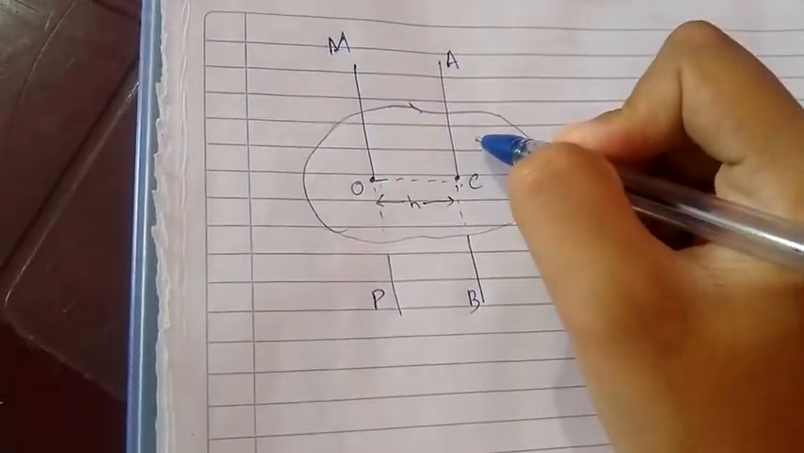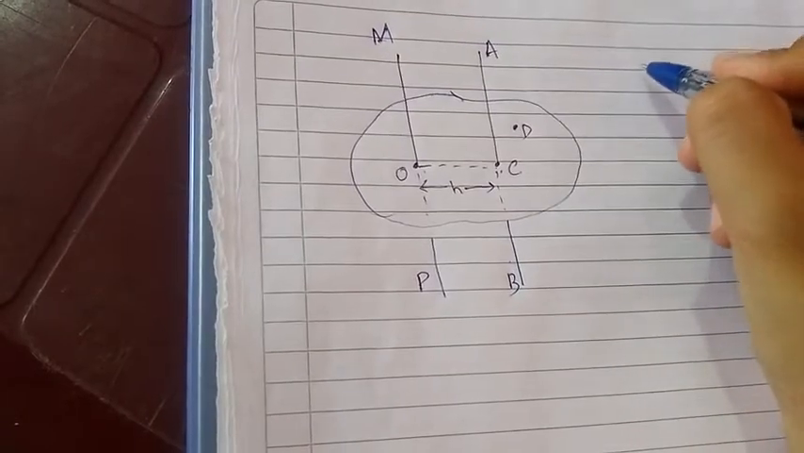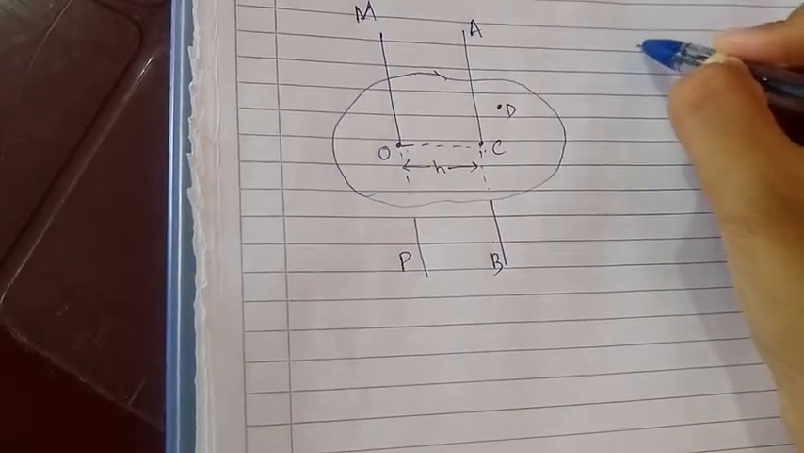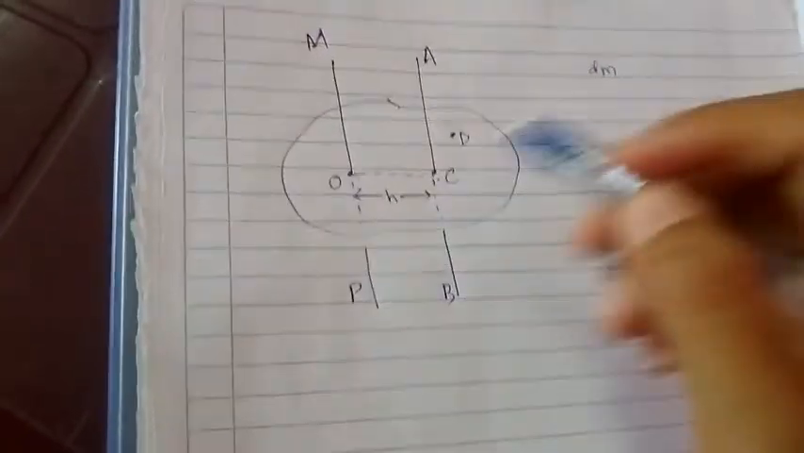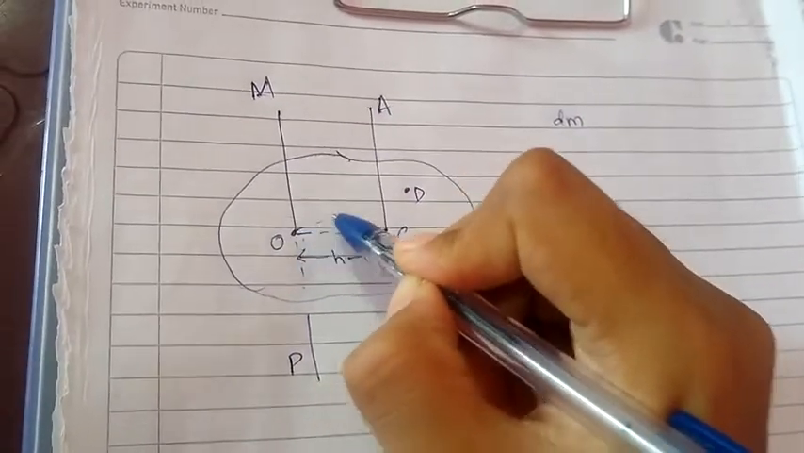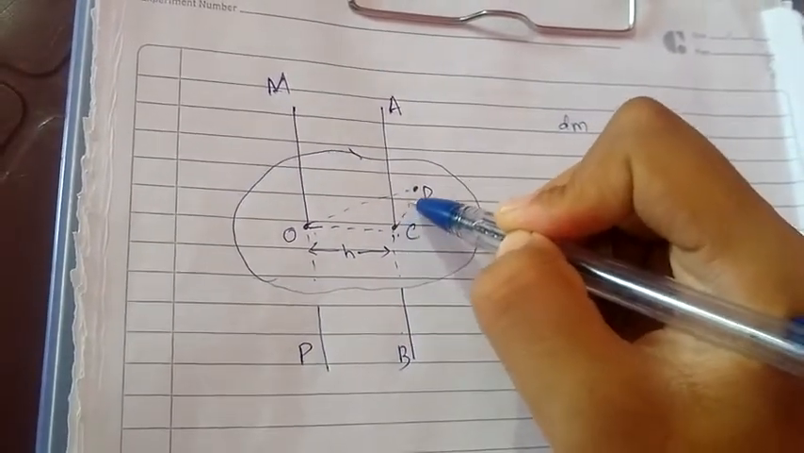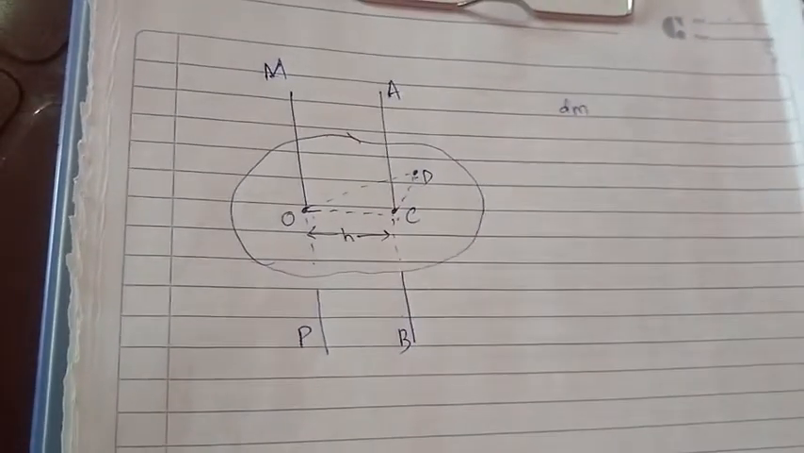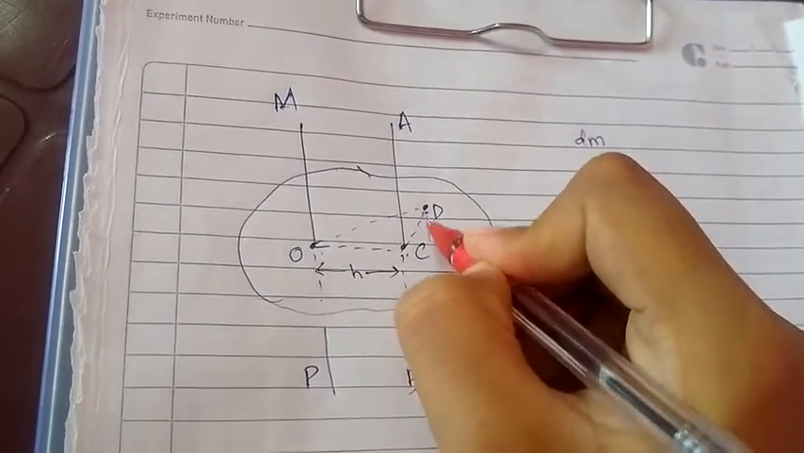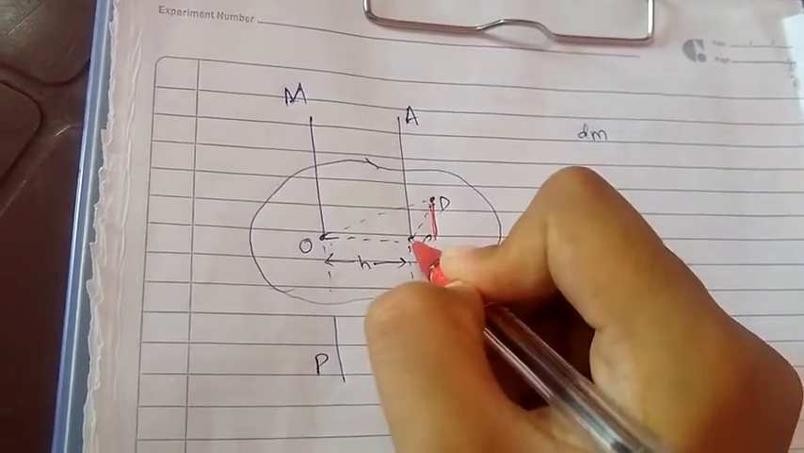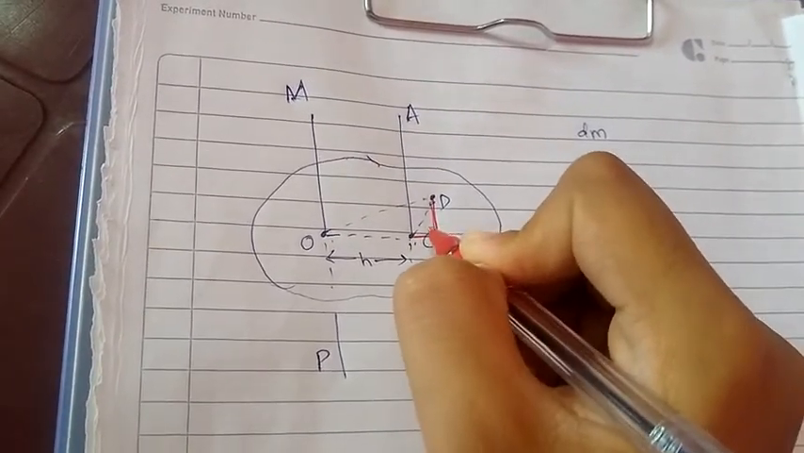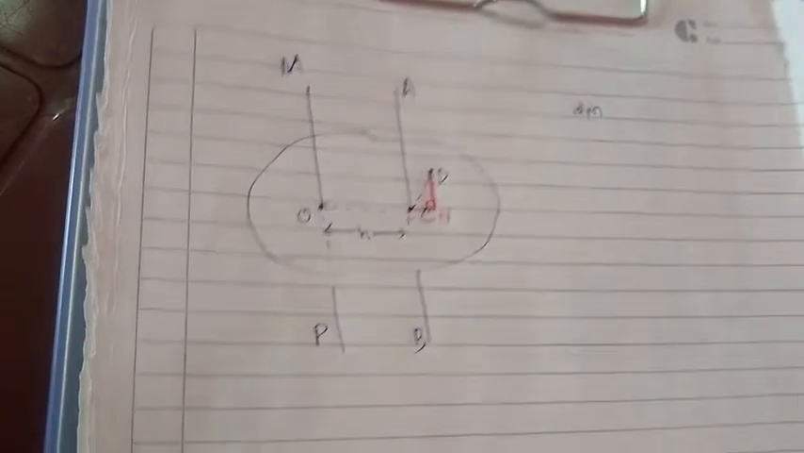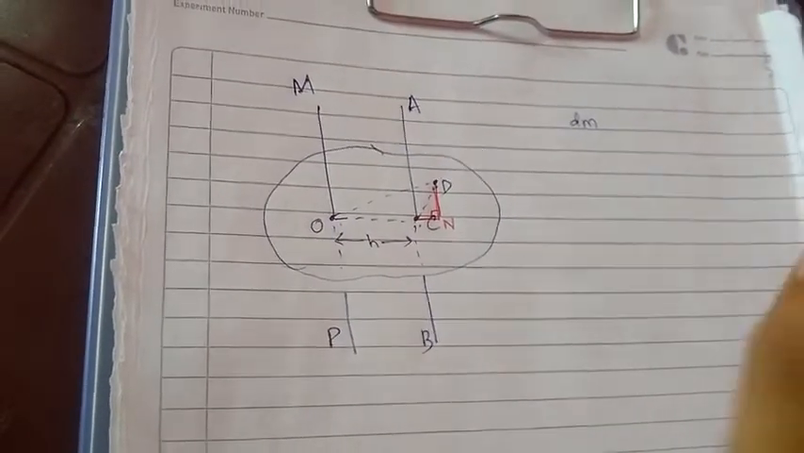Now you have to consider a point D, and suppose at point D the mass of the particle is dm. We will join these points O, D and C, D. Now from point D you have to drop a perpendicular downwards, and join the point C with that perpendicular. Let this point be N. Now your diagram is ready.